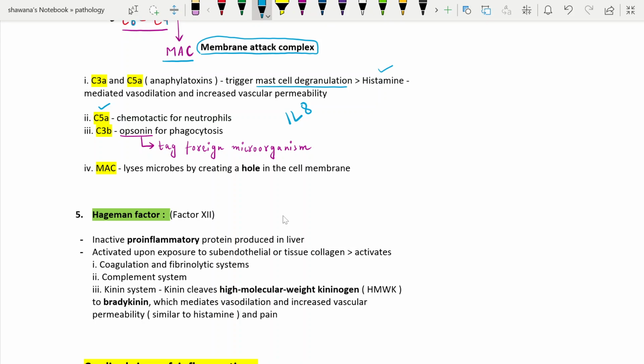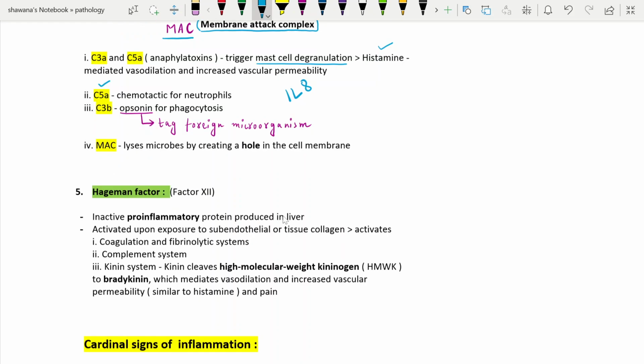What is the function of C3b? C3b acts as an opsonin for phagocytosis. As you know, macrophages' function is to phagocytose foreign material. But how are they going to identify that this microbe or bacteria is to be phagocytosed? It's like tagging the foreign microorganism. Opsonins are like tag proteins. They tag the foreign microorganism, and this is the signal to the macrophages to ingest that microorganism.